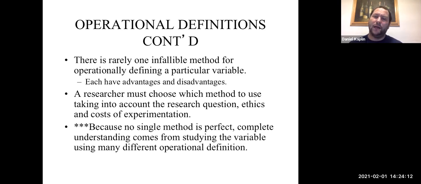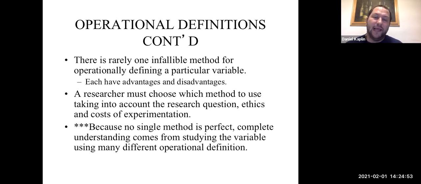Now, it's important to understand that with most psychological constructs, there is rarely one infallible method for operationally defining a variable. As you saw with aggression, there were 4 listed, and that was just an example. With word length, there were 2. So we must think about how we're measuring and manipulating variables, and we must take into consideration other factors like, what is our research question? What are the ethical considerations of doing this research and the cost of experimentation?